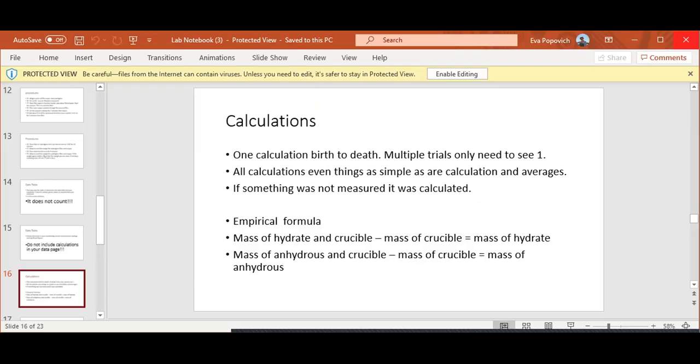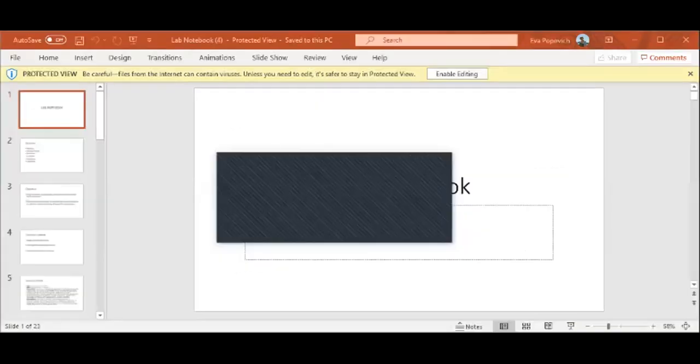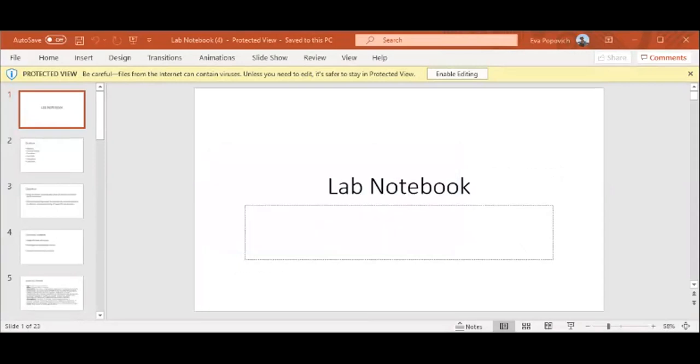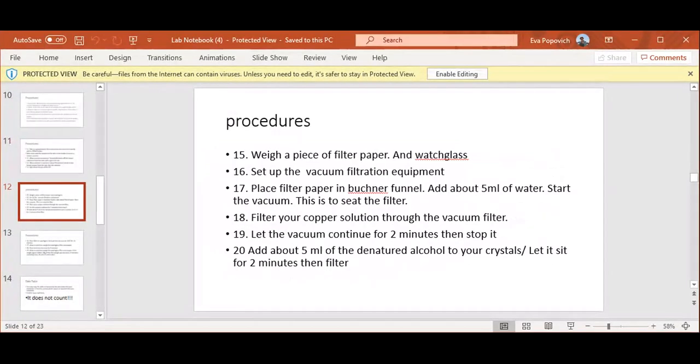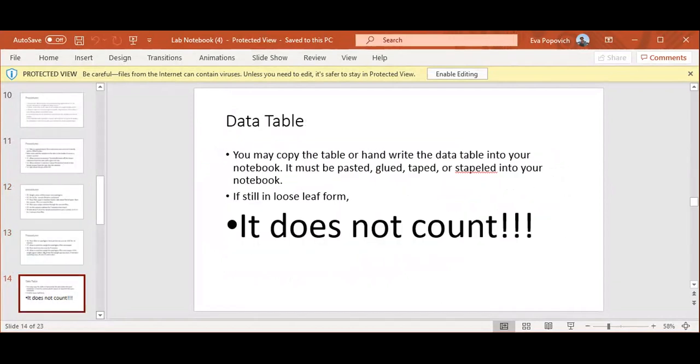I know I did. I take it you're not seeing. Are you seeing the lab notebook up here now? Yeah, we see it. Okay. Thank you. It wasn't allowing me to move the slide bar.